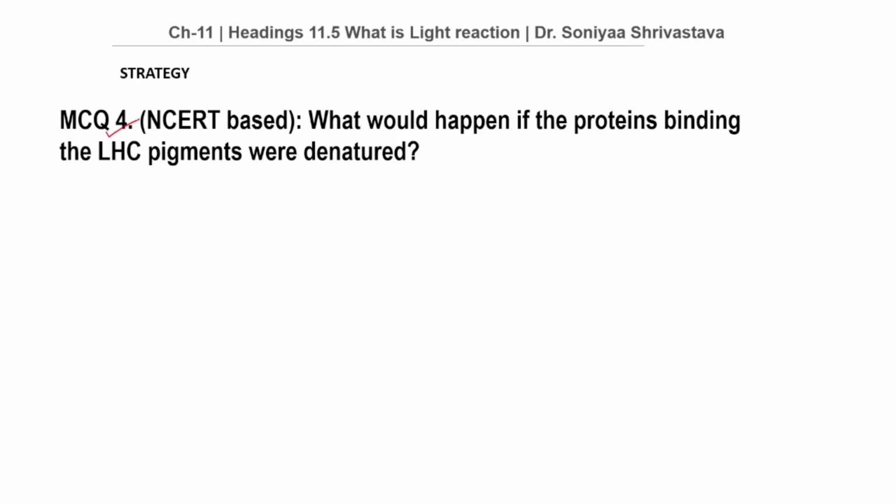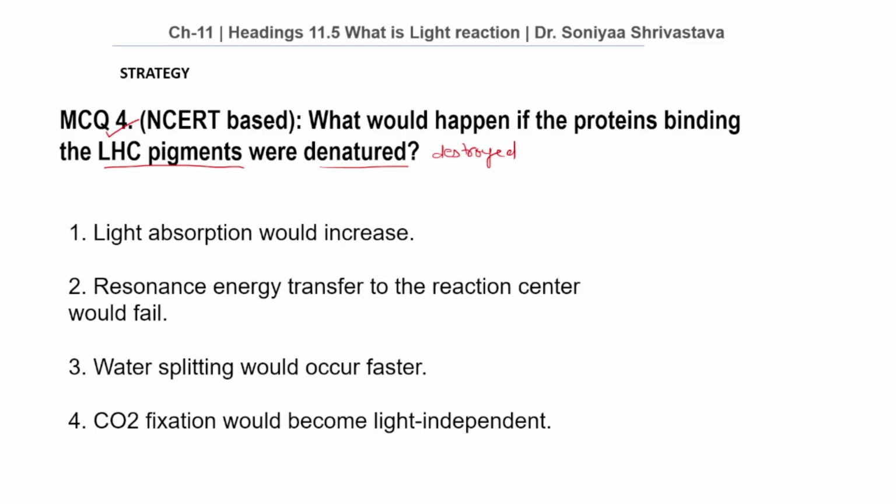Let's see MCQ number 4, which is an application based question. What would happen if the proteins binding the light harvesting complex pigments were denatured? Denatured means destroyed. So before coming to the options, let's first see our concept. Students, suppose these are our proteins and this is the reaction center.